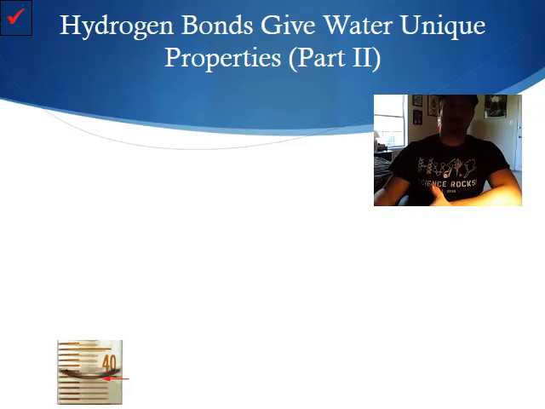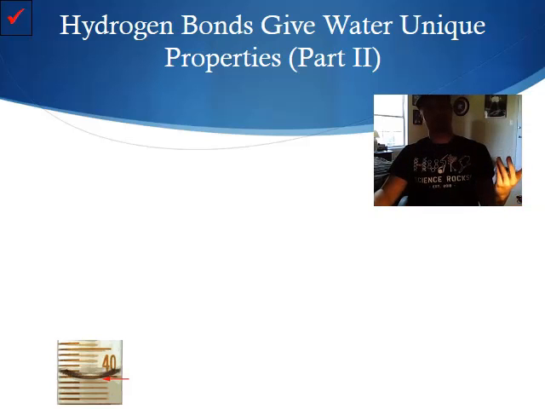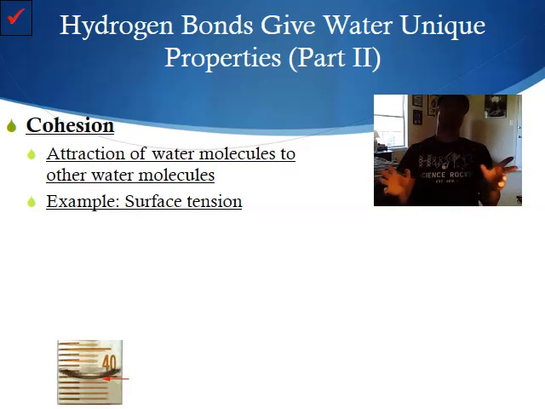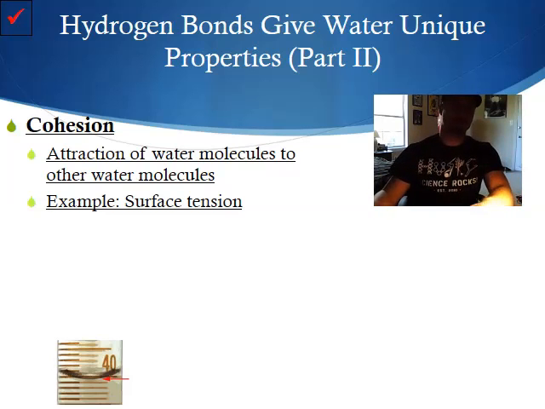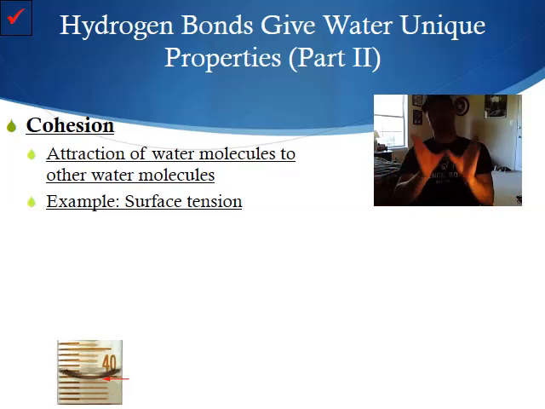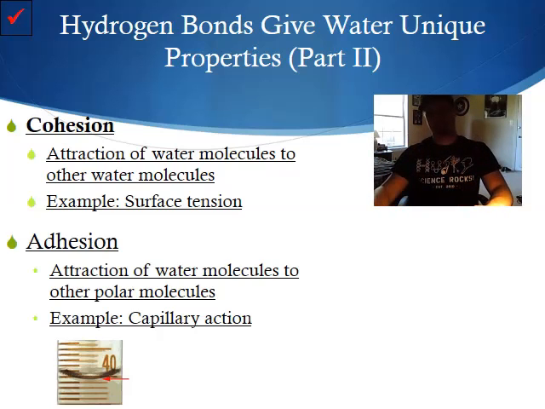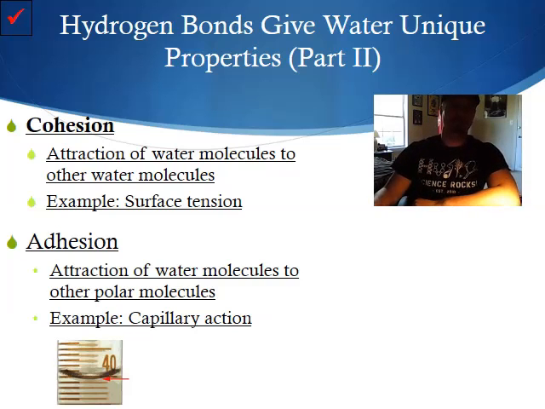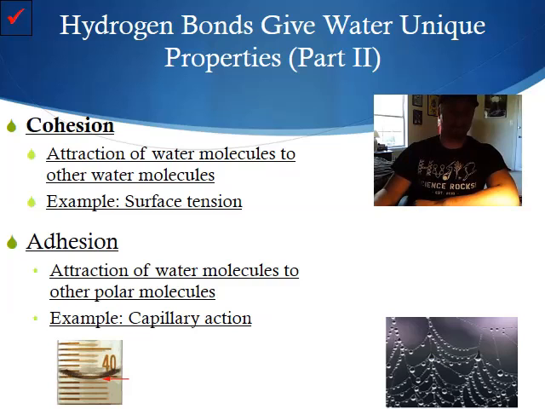So, hydrogen bonds give water a unique set of properties, continued here. So, cohesion. Cohesion is the attraction of water molecules to other water molecules. An example would be surface tension. So that's water's ability to stick to itself. The other type is adhesion. Adhesion is the attraction of water molecules to other polar molecules. And an example of this would be something called capillary action.